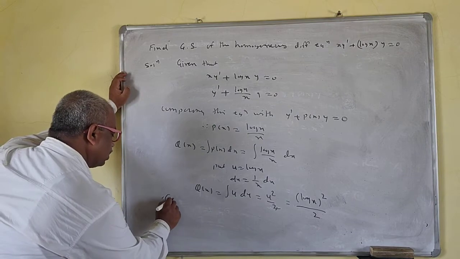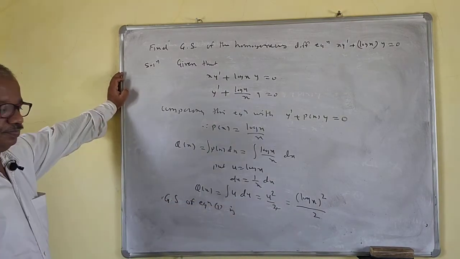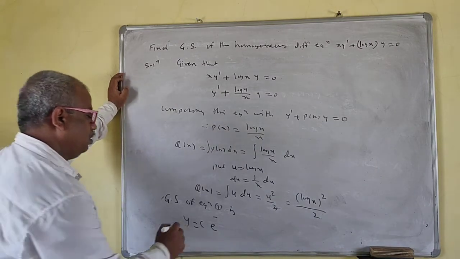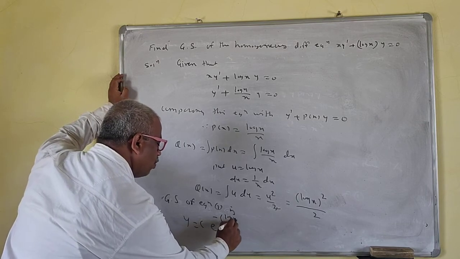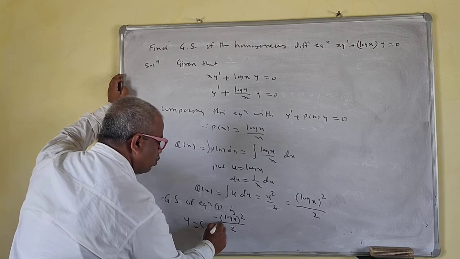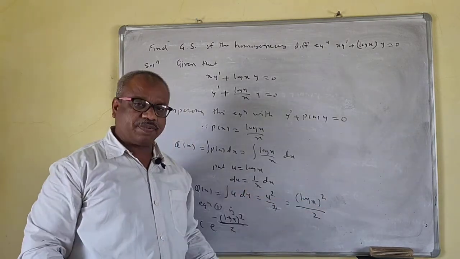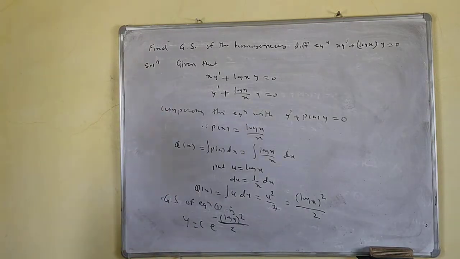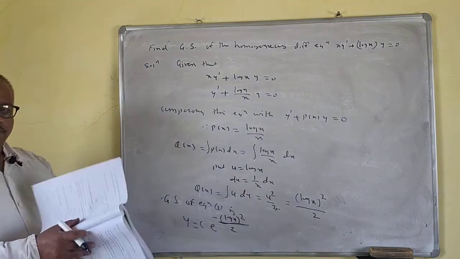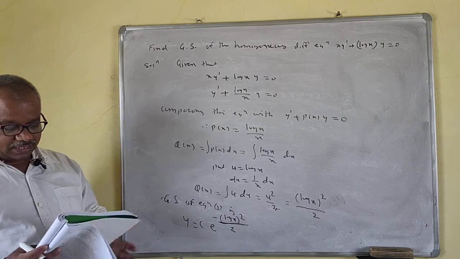So the general solution of equation 1 is y is equal to c e raised to minus (log x) bracket square, whole upon 2. Don't take 2 inside the bracket; 2 is outside the bracket, so take care of that. Now you cannot simplify this because this is not log of something. So you will keep this as it is.